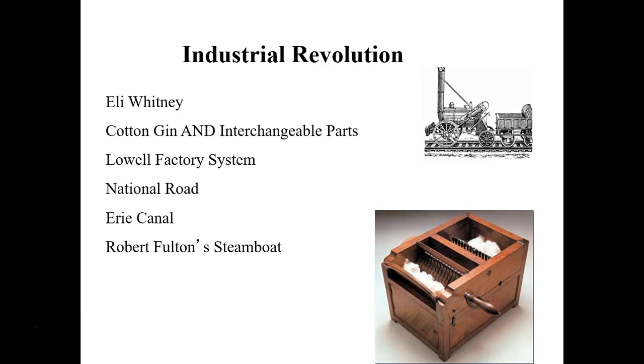So here we go. Today we're going to be talking about the Industrial Revolution and all the inventions and innovations that came along with that. Also, we're going to be talking about how that led to urbanization and immigration in the United States. So let's get started.